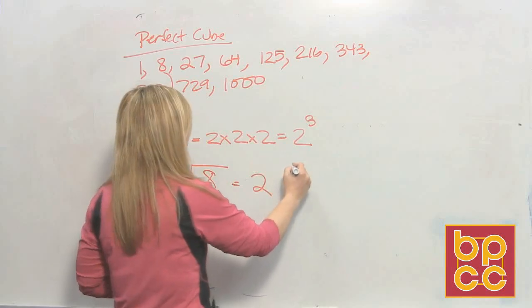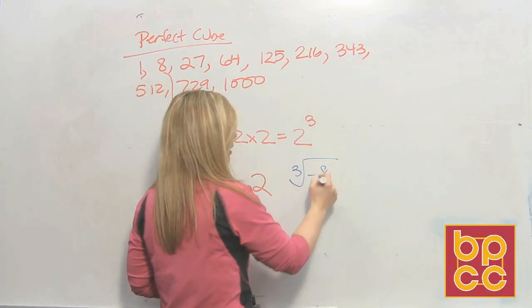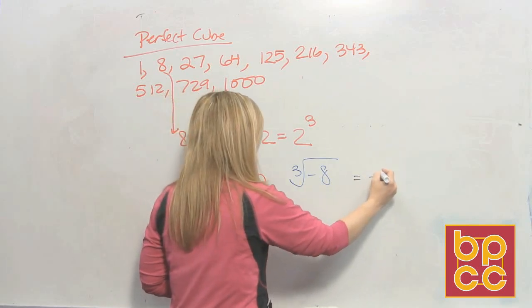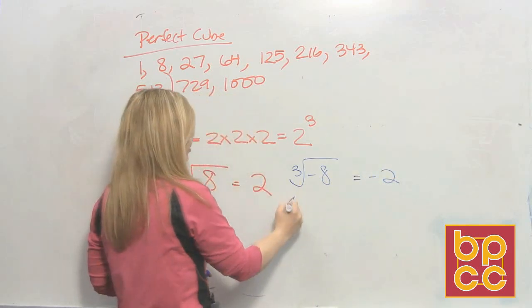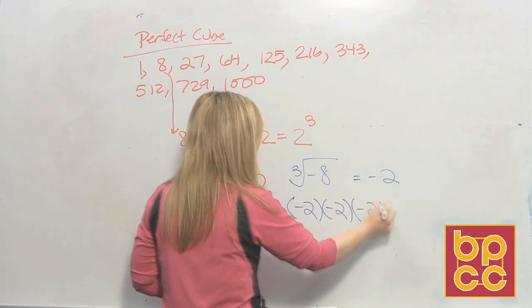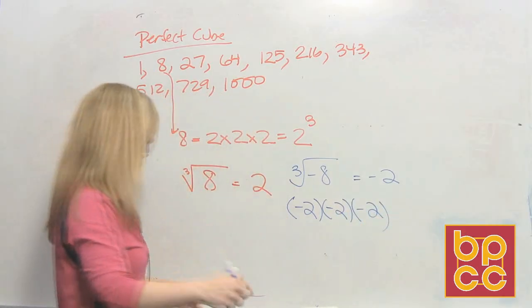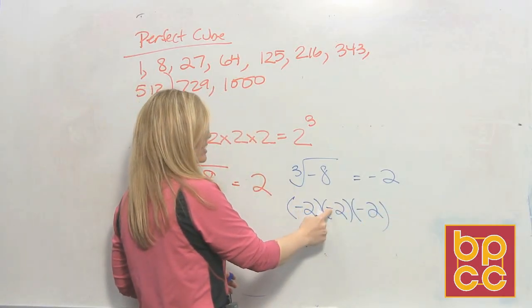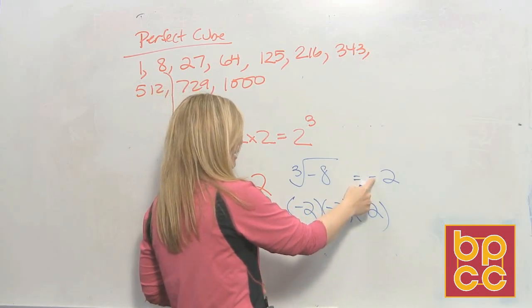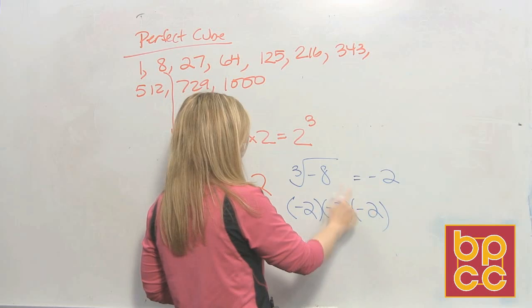If I write cube root of -8, what number can you multiply 3 times to give you -8? That is the number -2. I will prove it to you. If you take -2 and multiply it to itself 3 times, that's what cubing means, 3 times. A negative times a negative is a positive. A positive times a negative is a negative. And 2 times 2 times 2 is 8.